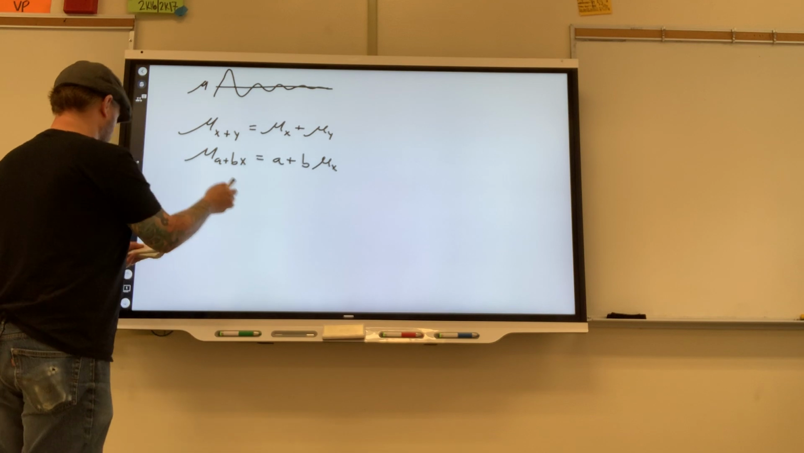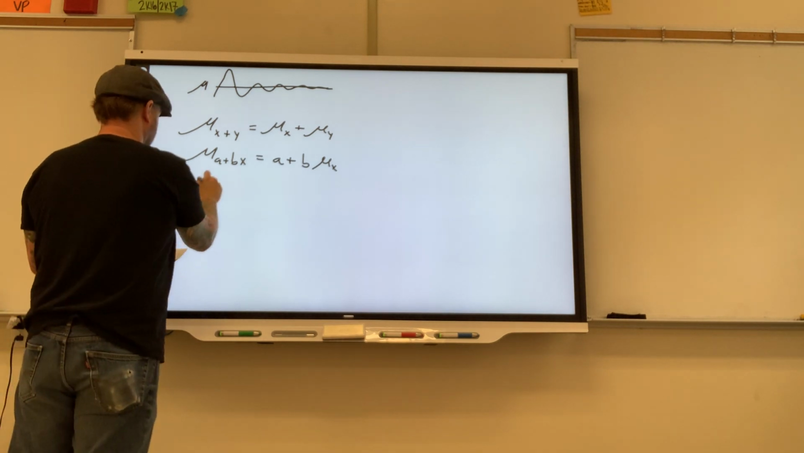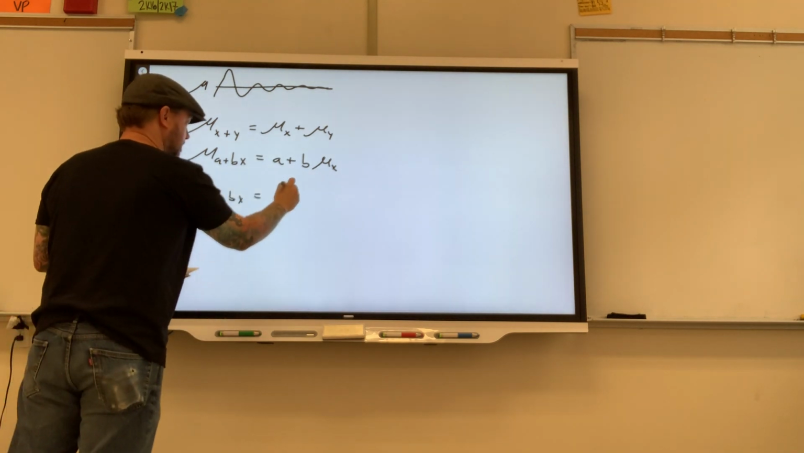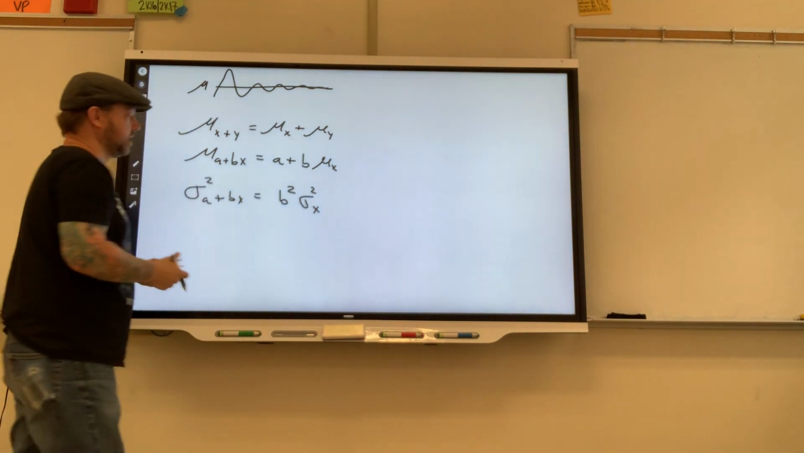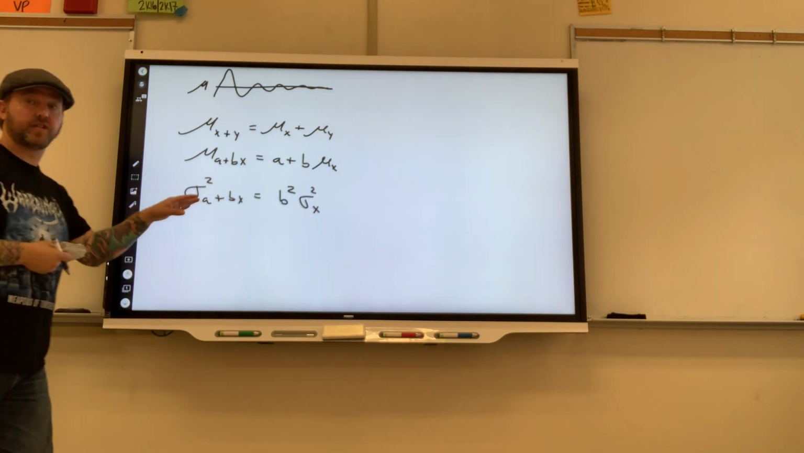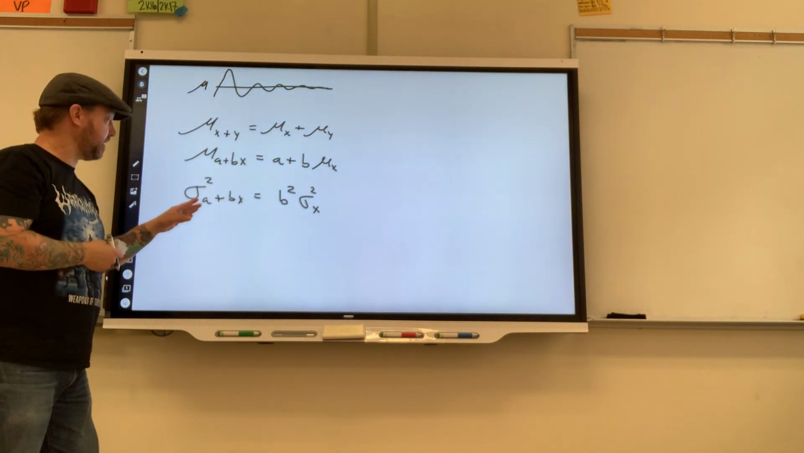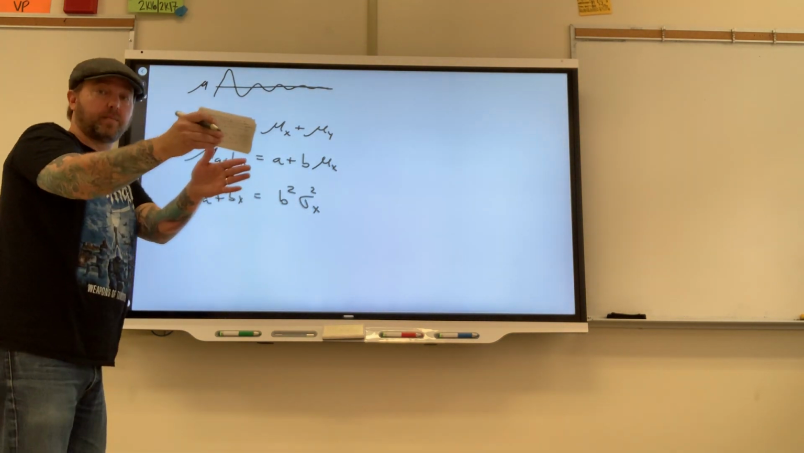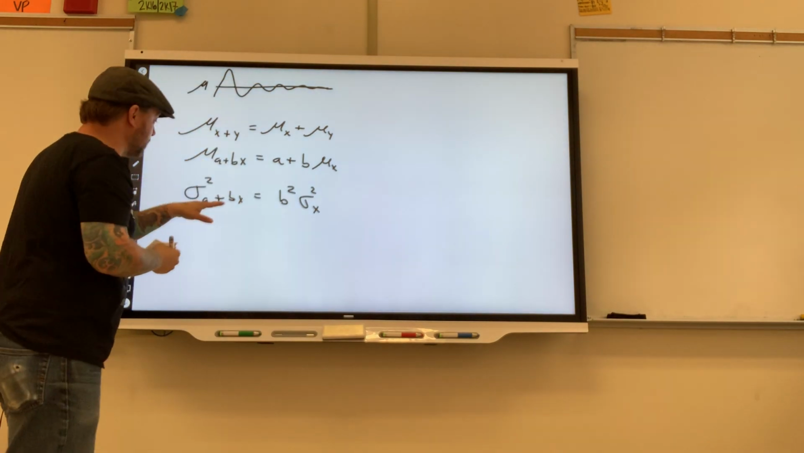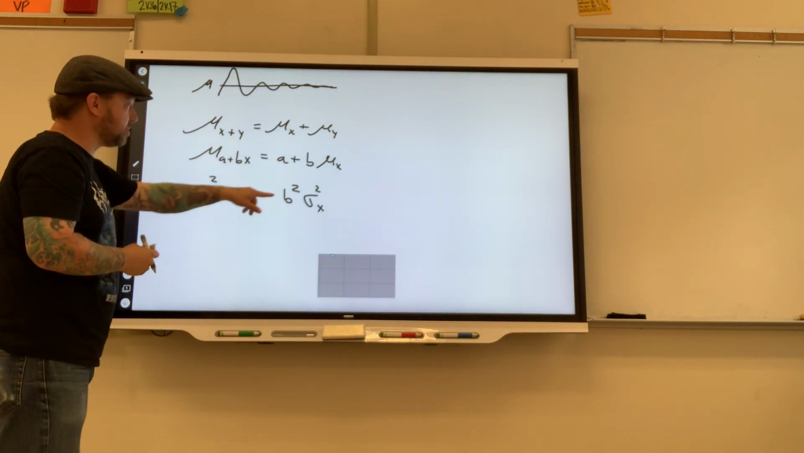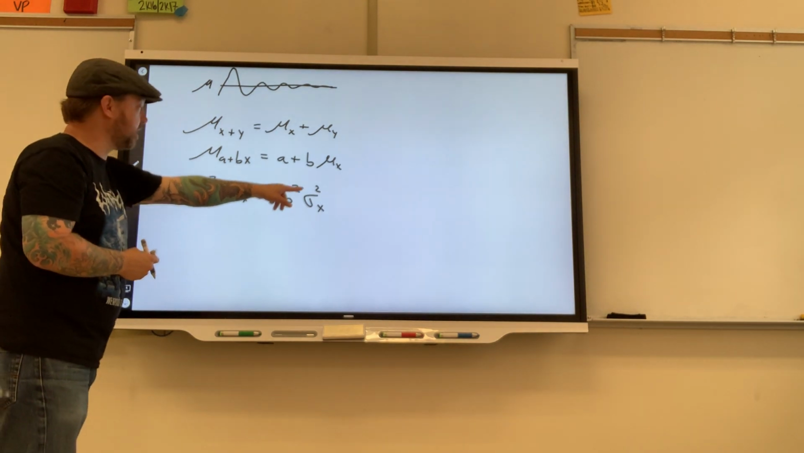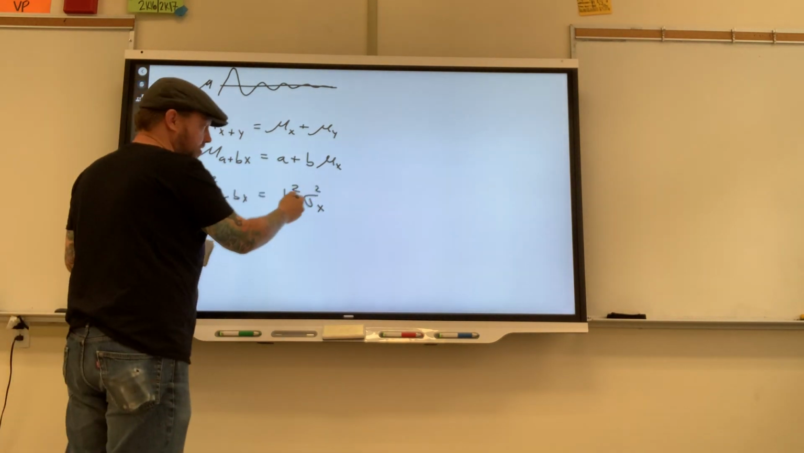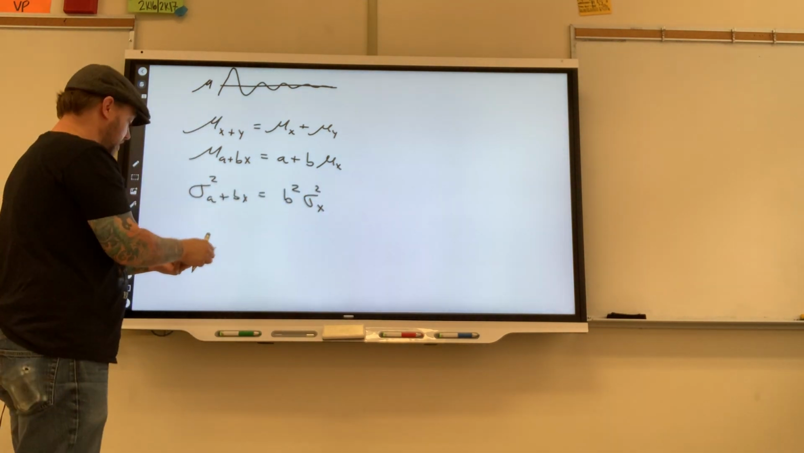So let's talk about rules for variances. With variances in a linear transformation, A doesn't matter, right? If I'm adding something to everything, it shifts it, but it doesn't make it any further spread out. Okay, so the A doesn't matter. With B, I square it times the variance. So the rule for the standard deviation would just be the square root of B squared times sigma squared. Okay?